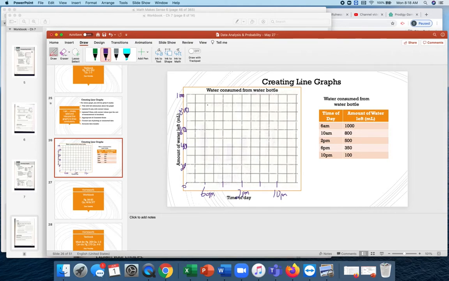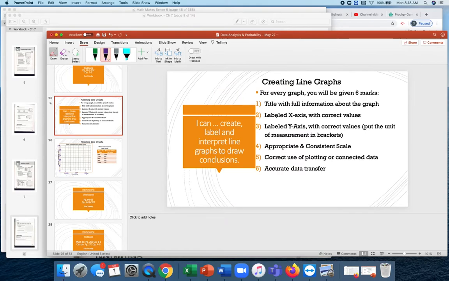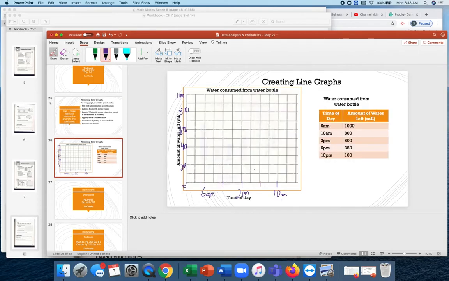Okay, so now, right on. So let's just see this. I've done my title, I've done my labeling, consistent scale, check. Now I have to just correctly plot the data. So 6 a.m. had 1,000. Then let's see, 10 a.m., which was right here, had 800. 2 p.m., well, we had a big drop to 500. And then 6 p.m., we were at 350. So here is 3, and then 50 was right here.